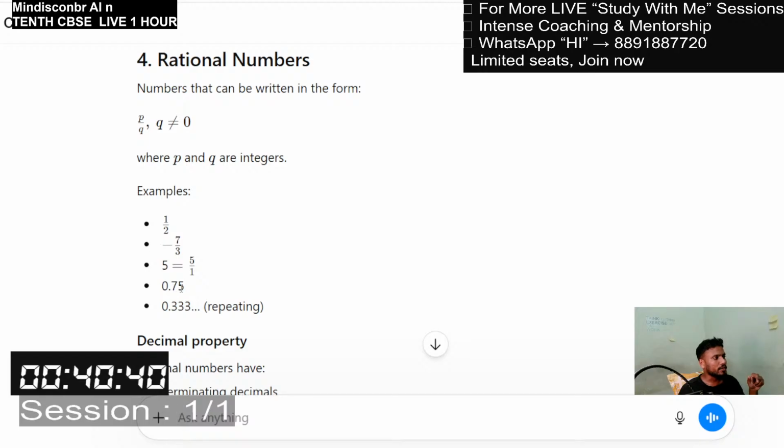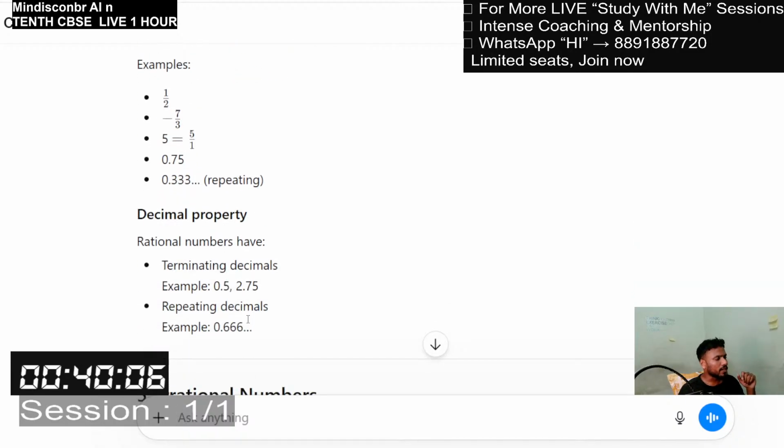And 0.75 is also a rational number because it can be expressed as 3 by 4. And 0.333, which is repeating, is also a rational number because it can be written in the form, not 10 by 3, 1 by 3. When we calculate the value of 1 by 3, we get 0.3333. So it is repeating, and it is also a rational number.